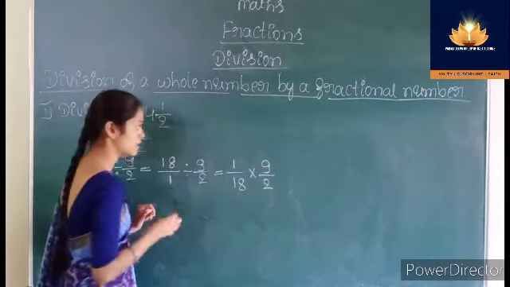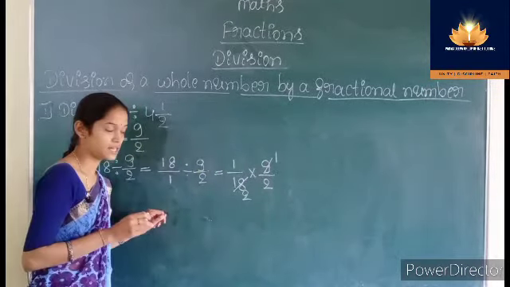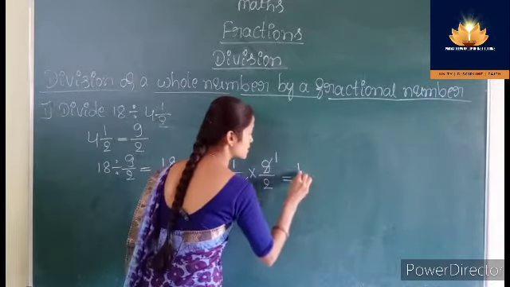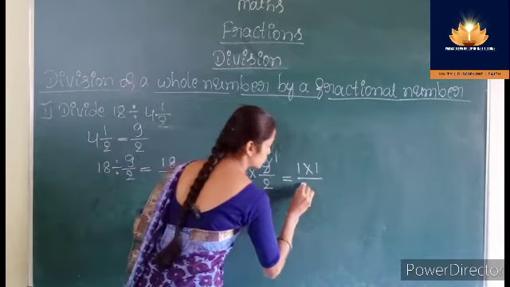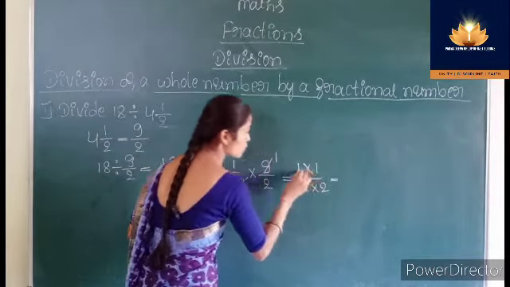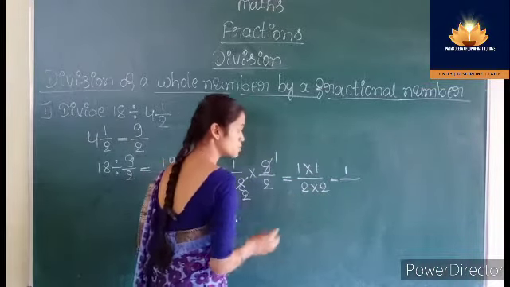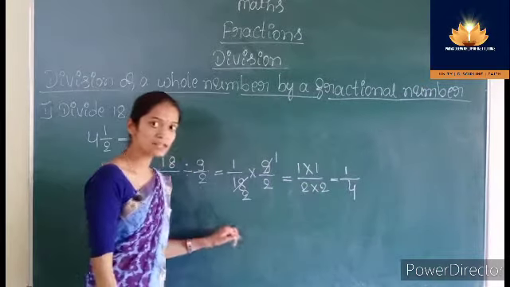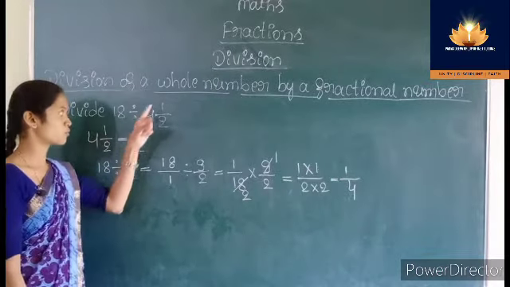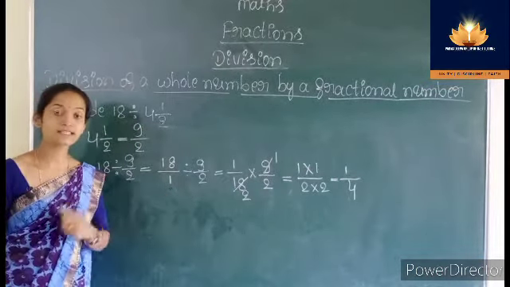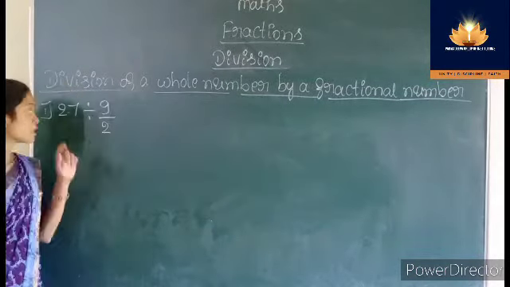Now we can cancel, right? 9 ones are 9, 9 twos are 18. Then multiply the numerators, that is 1 into 1. Then multiply the denominators, 2 into 2. 1 ones are 1, 2 twos are 4. So we get 1 upon 4 when we divide 18 by 4 1 upon 2. Like this we can divide a whole number by a fractional number.